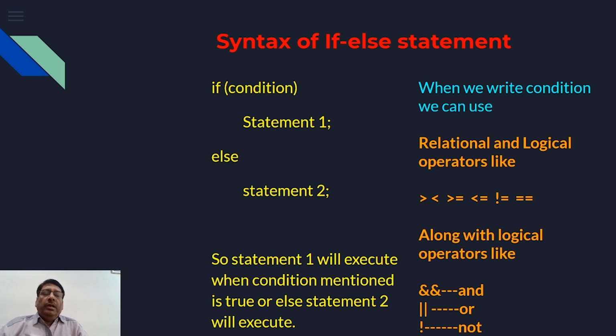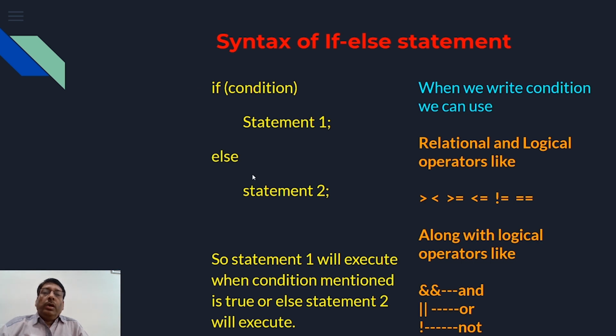Apart from these relational operators, you can also make use of logical operators. If you write ampersand, it is called logical AND. If you write the pipe symbol, you call it OR. If you write exclamation, you call it NOT, and so on. So this is how you can work with the if else statement.